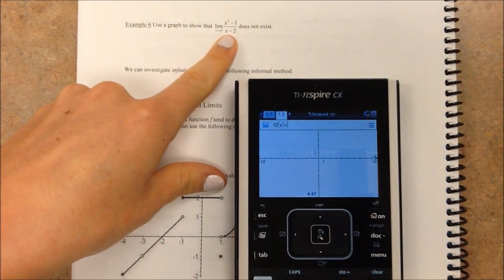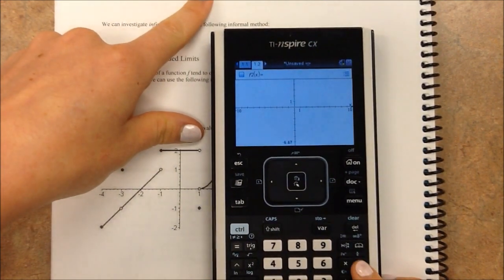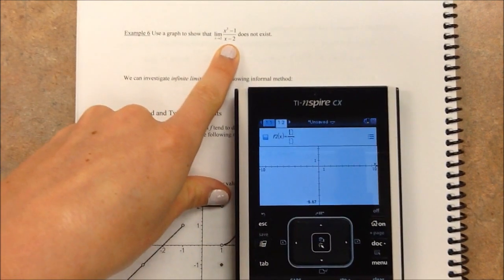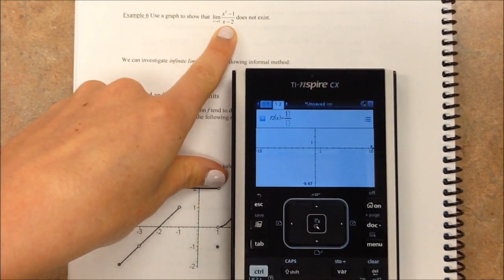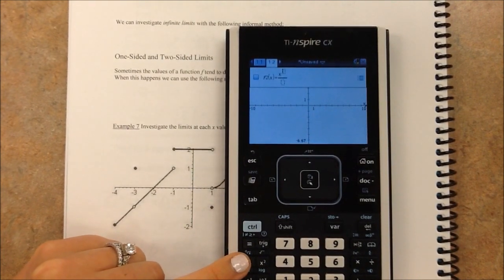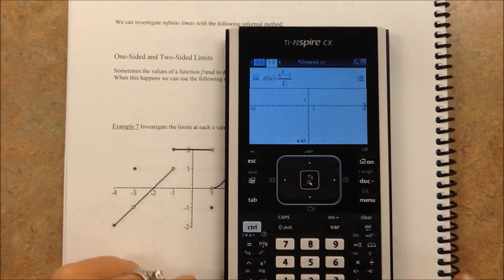You can type this in. Notice the calculators do have a fraction button. If you look above the division key, you can hit Control and then hit the division key and it opens up a separate numerator and denominator. It keeps things simple so you don't have to deal with a lot of parentheses. Okay, so x, and then your power key is over here, the little caret key. You can type in the third power, -1, and then over x minus 2.